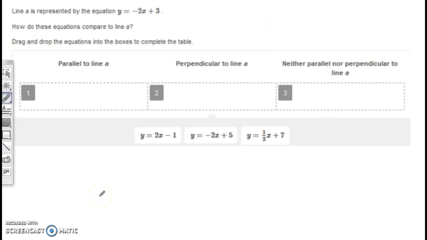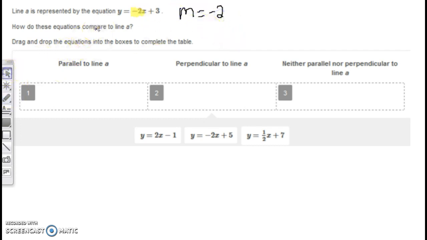Alright, line A is represented by this equation, y equals negative 2x plus 3. How do these equations compare to line A? So you want to decide whether they're parallel, perpendicular, or neither. Alright, so to figure that out, you have to find the slope. This original line is in slope-intercept form. So remember, the slope is the number attached to x. So my slope of the original is negative 2.